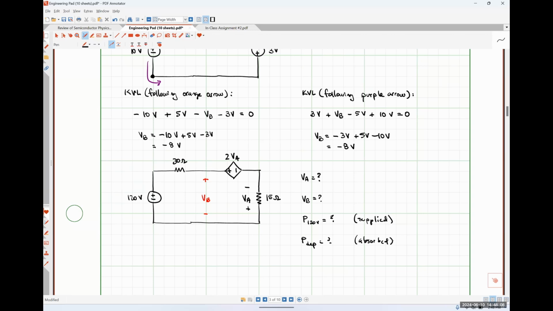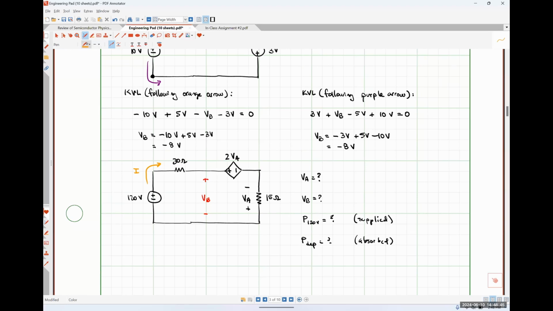So, do we want to apply KVL in a clockwise path or a counterclockwise path? Again, it's completely arbitrary. Let's do clockwise again. Clockwise, okay? So let me just make a note. We're following our current in this direction, and I'm going to go ahead and give this current a name now. I'm just going to call it I, and we're going to have to wind up using that. And we'll see what that entails in just a moment, okay?